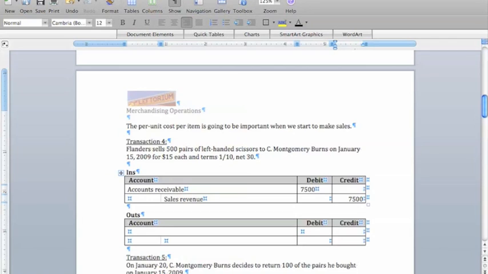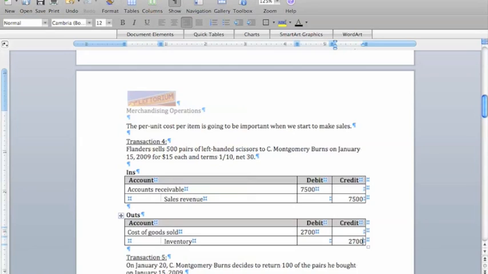The outs are always presented at the number of units times the cost of the items. Since we sold 500 pairs of scissors, and we know from our previous exercise that each of the units cost us $5.40 in total, we're going to end up debiting cost of goods sold for 500 times 5.40, or $2,700, and we'll credit inventory for that same $2,700, showing that we don't have the items anymore.